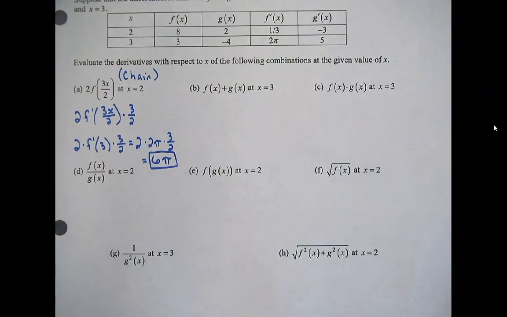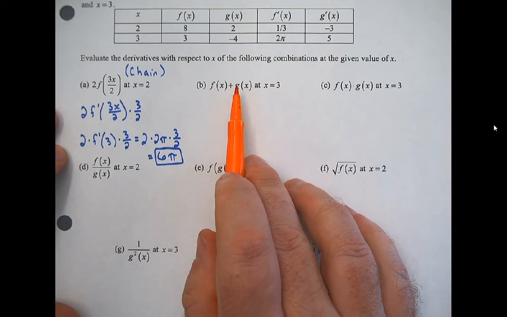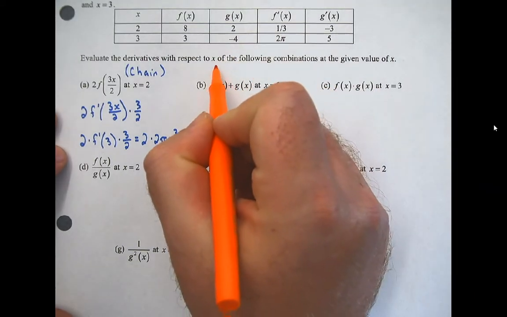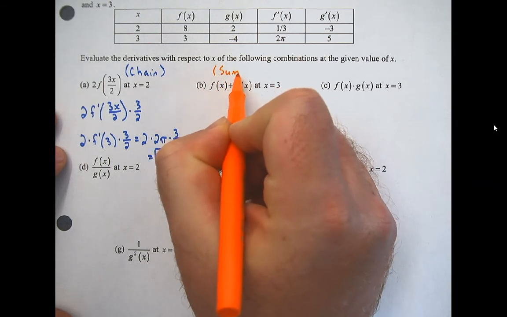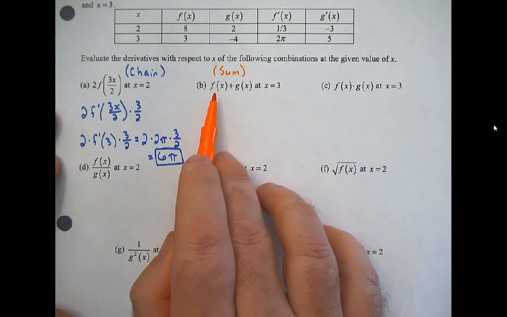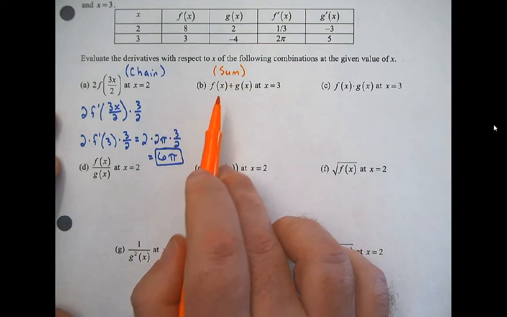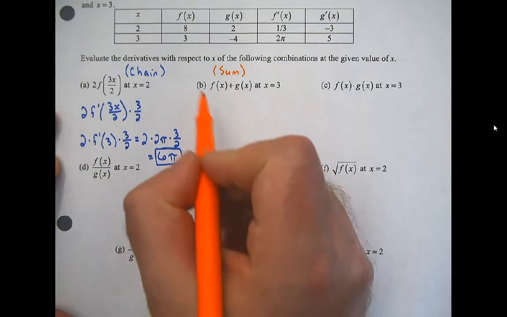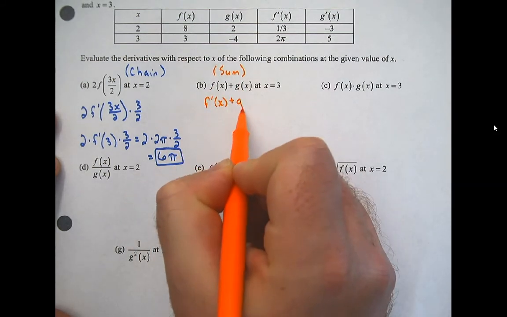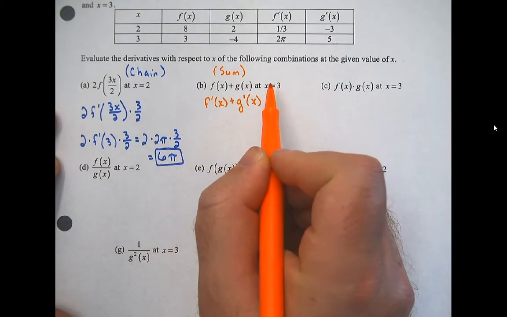Okay, let's try another one together. f of x plus g of x. So we want to figure out what's the derivative of this statement. What type of rule is this? This is a sum rule. These are our favorite ones. Sum and difference. We don't have any layers. We don't have any functions inside of anything. We don't have any product rule. It's just straight up sum rule. So what's the derivative of f? f prime. Plus what's the derivative of g? g prime. And now we're going to evaluate them at x equals 3.